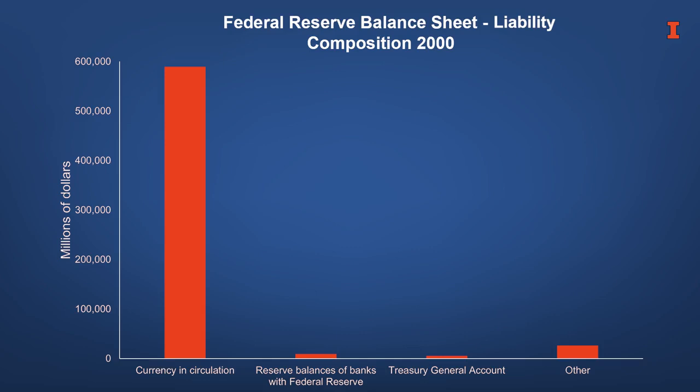Remember, these first two liabilities, currency plus reserves, are together called the monetary base. The monetary base is a liability of the Fed. It is issued by the Fed and backed by assets of the Federal Reserve System. The Treasury General Account is the checking account of the US government. All US government payments are made from this account. Tax receipts are also deposited in this account. The balance sheet on January 12, 2000 was small compared to 20 years later.